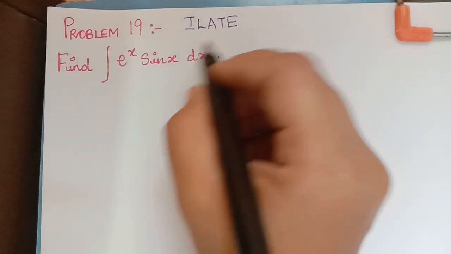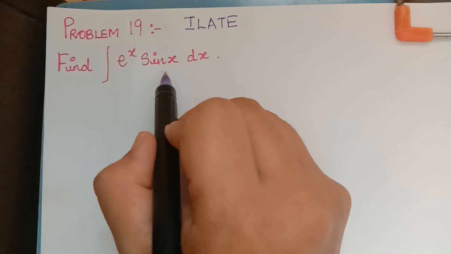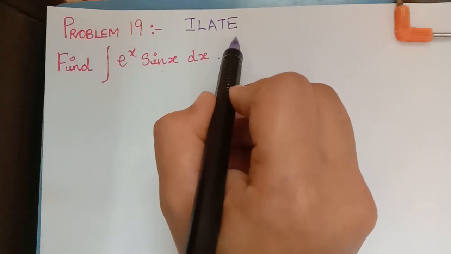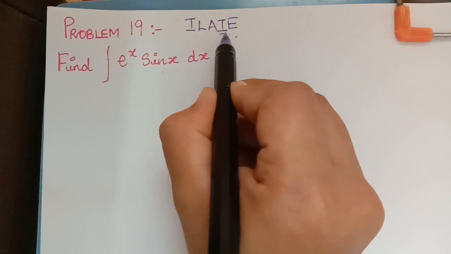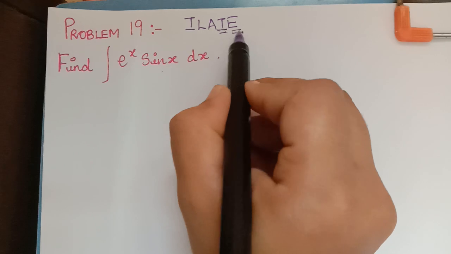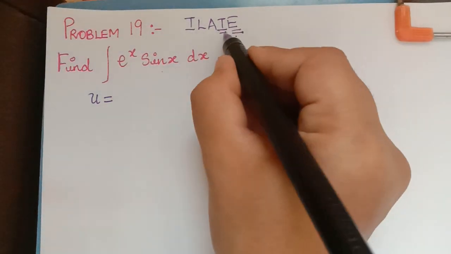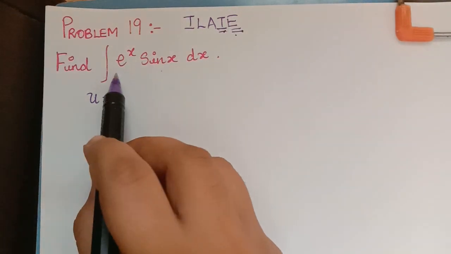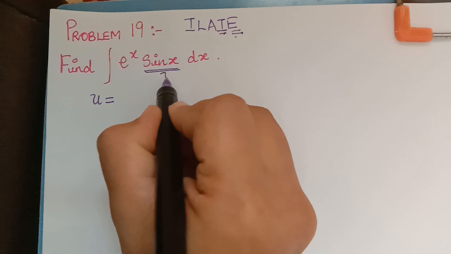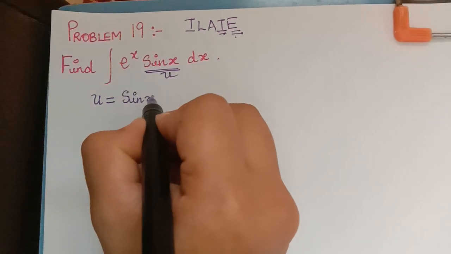If you observe, here we have two functions, one of which is exponential and the other is trigonometric. Now if you see this order, the trigonometric function comes first and the exponential function comes after that. So we have to choose u to be equal to the trigonometric function. What is the trigonometric function here? Sin x is the trigonometric function, so that has to be chosen as u. So u is equal to sin x.